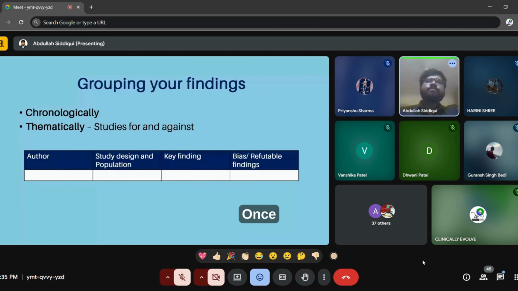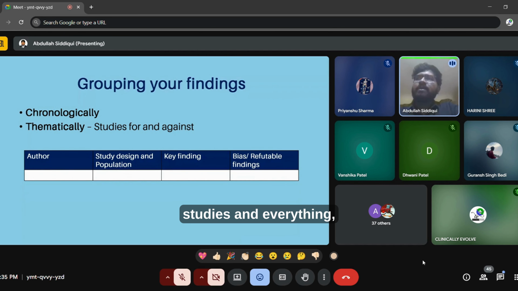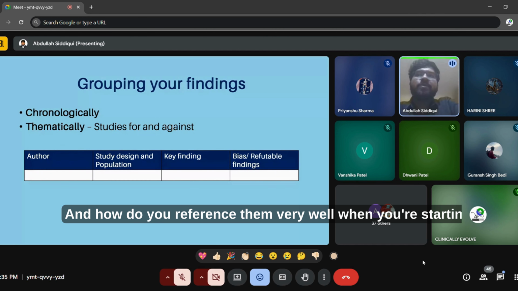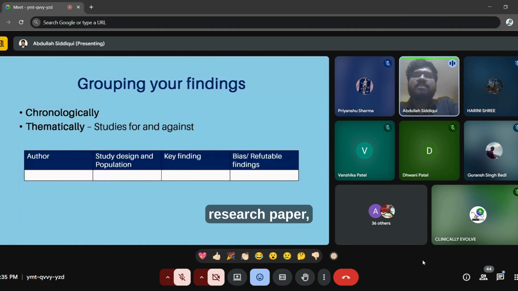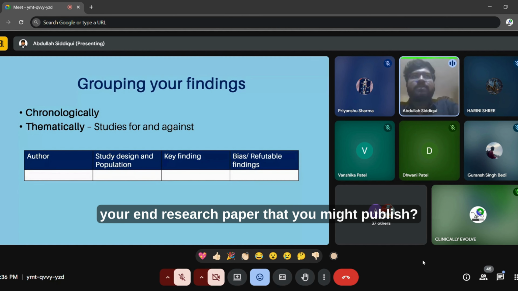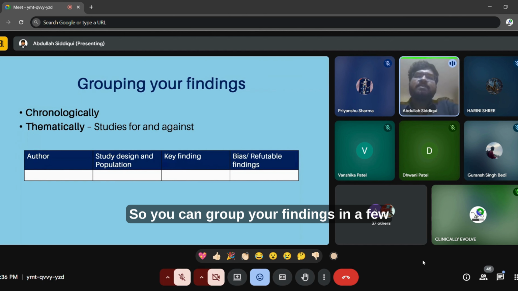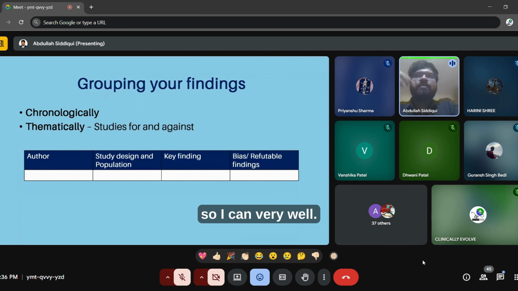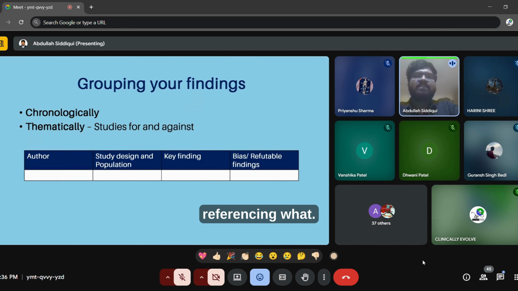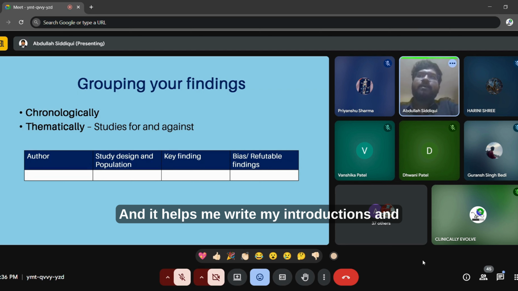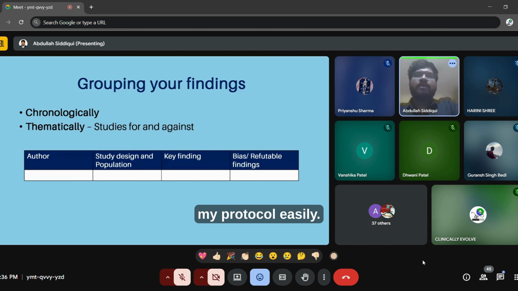So yeah, once you have gotten all your studies and everything, how do you keep track of them and how do you reference them very well when you're starting to write your protocol or your end research paper that you might publish? So you can group your findings in a few different ways. What I like to do is put them in a table so I can very easily know which author and which paper is referencing what, and it helps me write my introductions and my protocol easily.